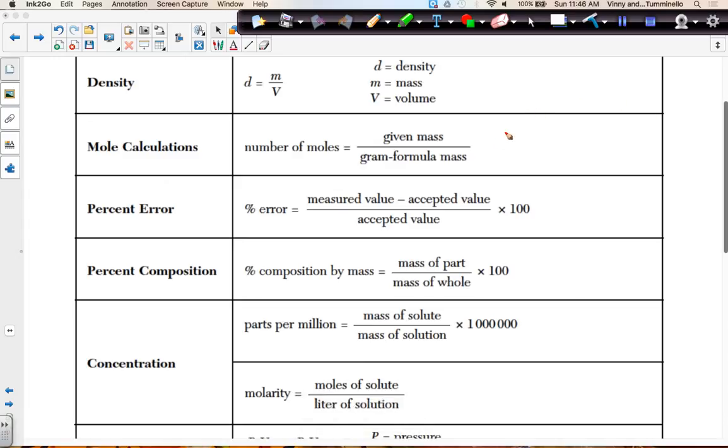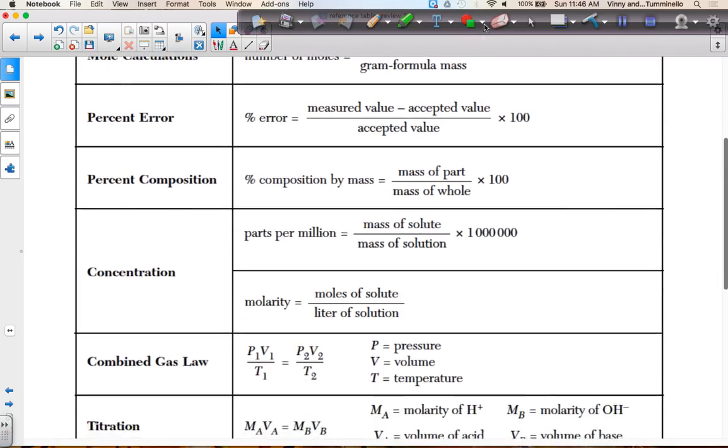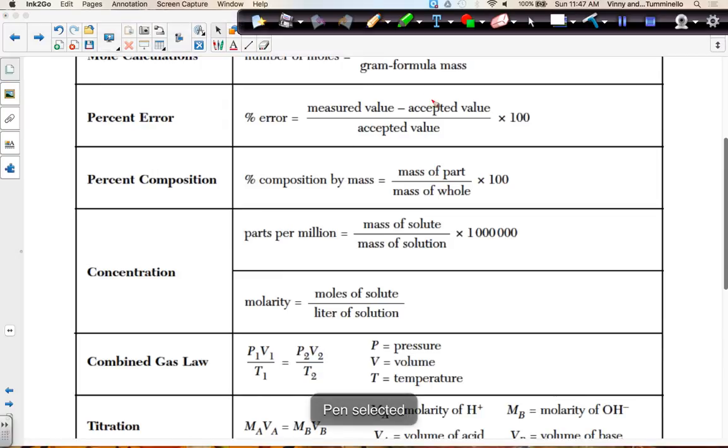Percent error is one that we often forget is here, where we will do the measured value minus the accepted value and always put the accepted value on the bottom. This number up on the top here we usually use as absolute value, so we don't have to worry about which one to subtract. We're just taking a straight difference between the two.